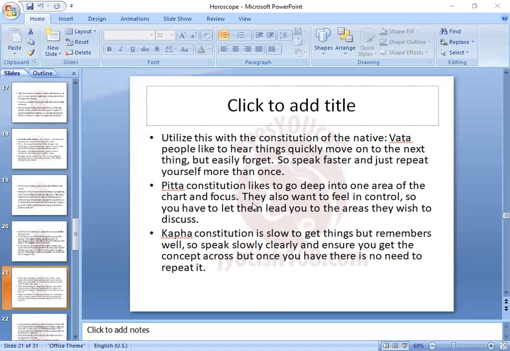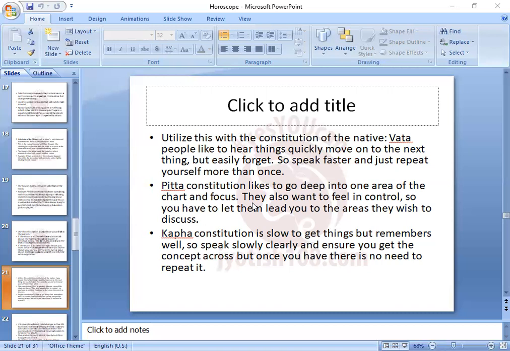So what is Vata? Vata people are those who are dominated by Saturn or Rahu. Okay. Pitta constitution likes to go deep into one area of the chart and focus. They also want to feel in control. So you have to let them lead you to the areas they wish to discuss.